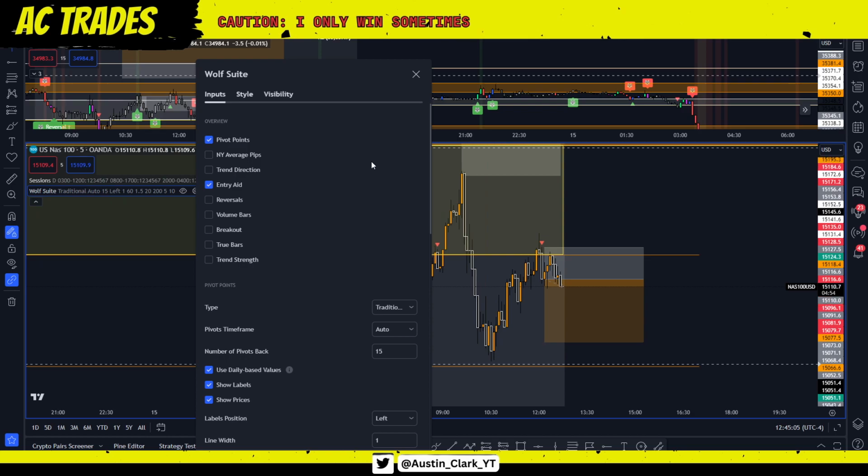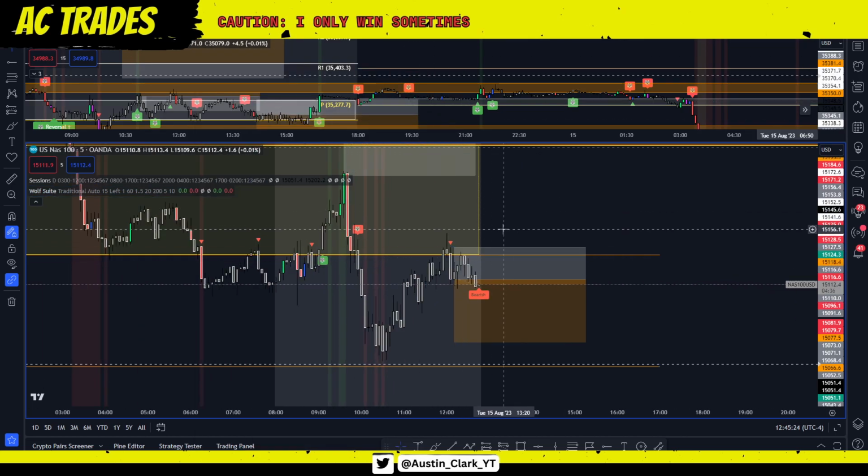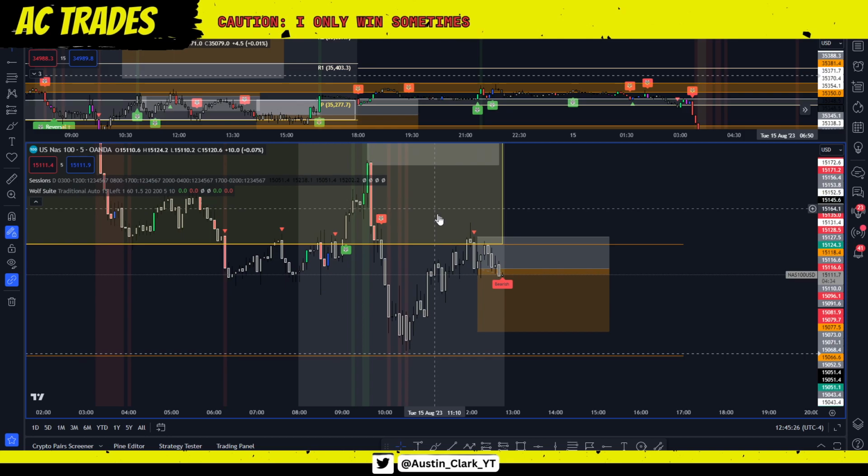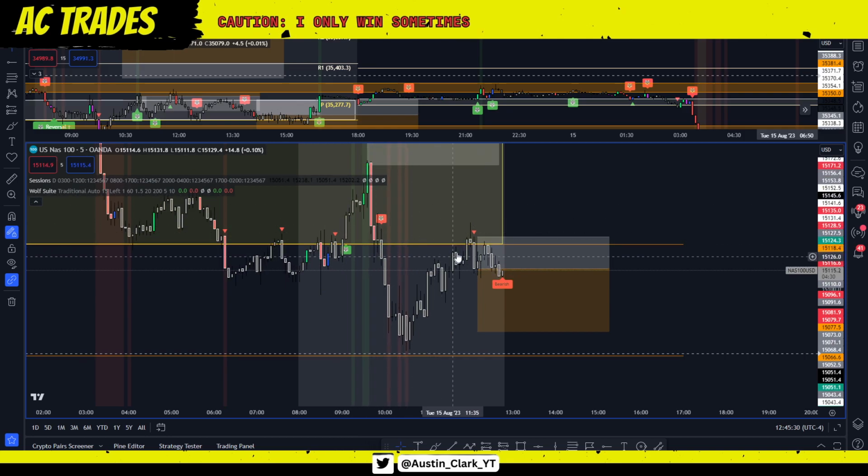And say you like the entry aid being on here. So for me, my setup, before I get into the explanation, I'll keep the pivot points on, the trend direction, the entry aid, the volume bars and the breakout, and that's it, because it doesn't take up too much clutter on my chart. I like the breakout because it updates with me in real time on what price is doing and where breakouts are potentially going to happen. Entry aid tells me the momentum and all that, but you get the picture.